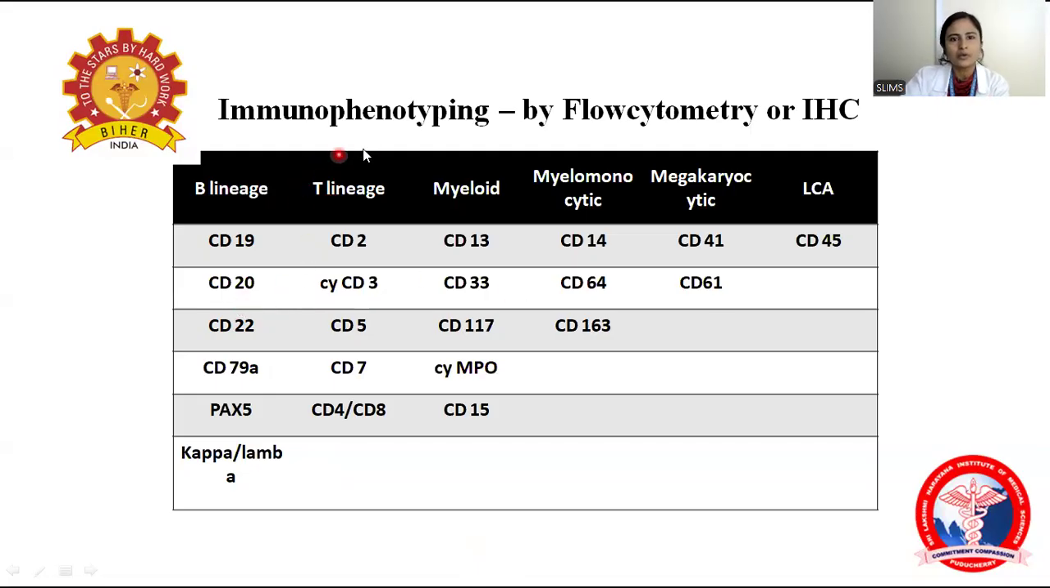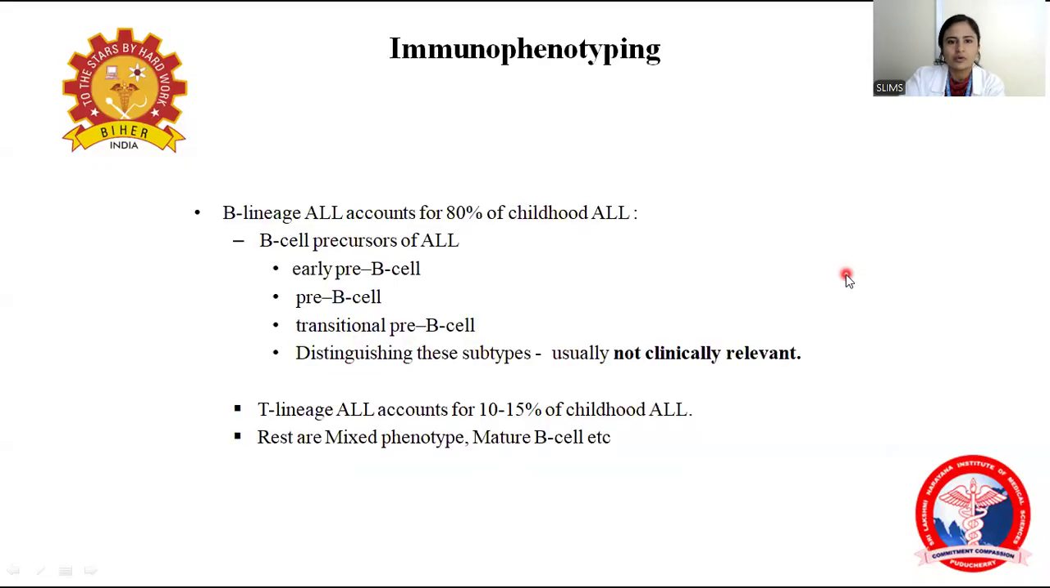Then you will come across immunophenotyping by flow cytometry. There is a flow cytometry marker for each lineage. If it is B lineage, you get CD19, 20, 22, 79a, and kappa and lambda. In T lineage it is CD2, 3, 5, 7, 4 or 8. In myeloid lineage, it is CD13, CD33, CD117 and myeloperoxidase positive. If myelomonocytic lineage, that is monocytic lineage, it is CD14, 64 and 163. Megakaryocytic is CD41 or 61, and the leukocyte common antigen is CD45.